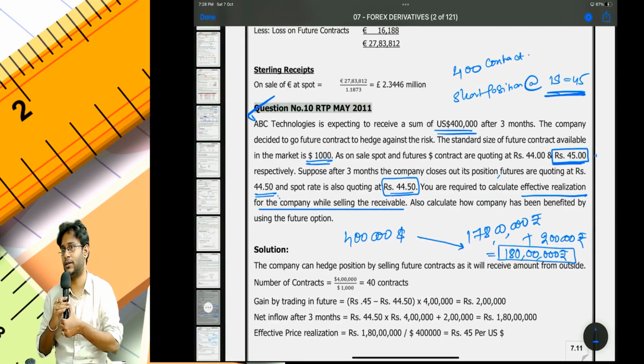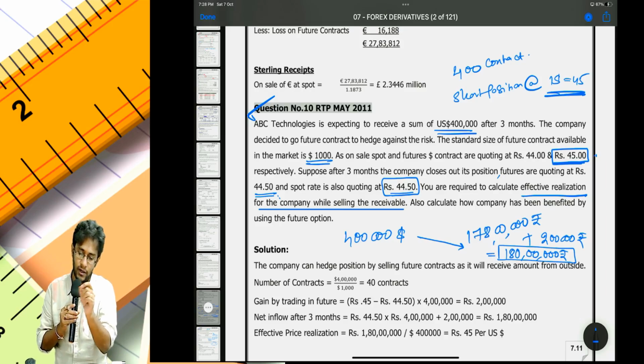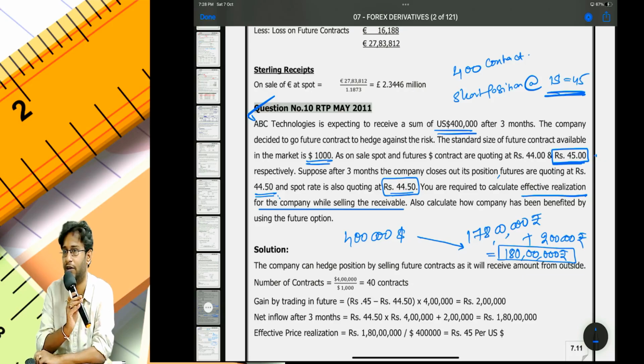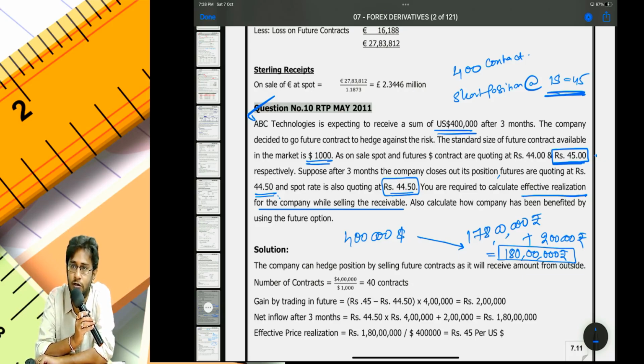Now let us try to understand when this rule will fail. It will fail when, on the maturity date, the spot rate is 44.5 and the futures price is something else. Then definitely the effective realized price will not be equal to your futures price. Of course hedging will happen, but perfect hedging may not happen there. "Sir, they both will be equal now, sir." Arey sir, they are equal.